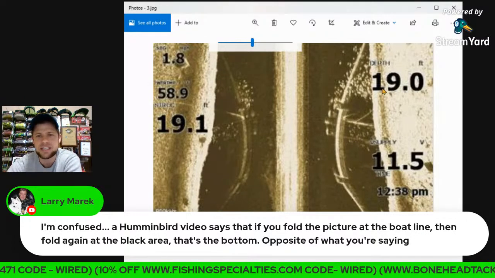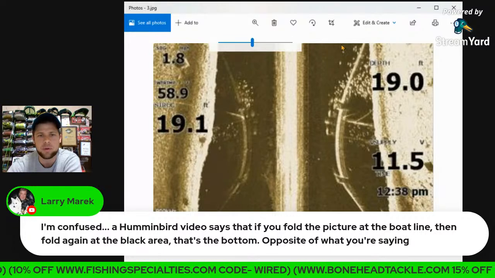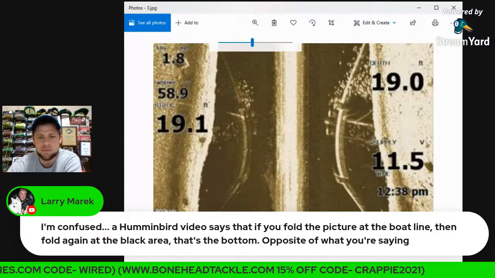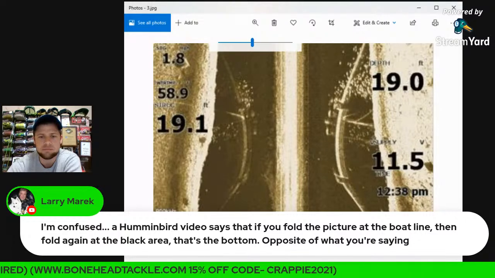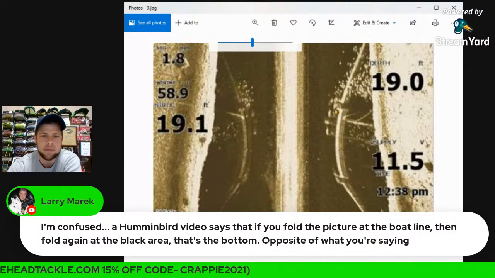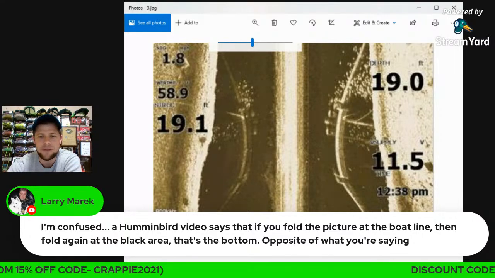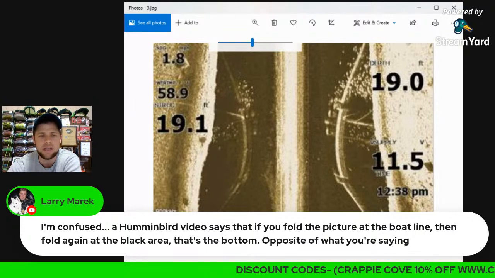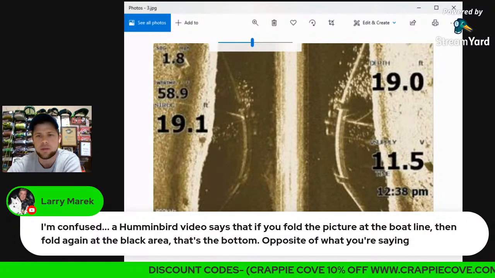Okay, now this says 19 feet. 19 feet's up here where the boat is. All right, down here, it's more like 40 feet because I remember this. So it's more like 40 feet down here. So you're looking at a very, very large span of water underneath your boat with that down imaging cone.